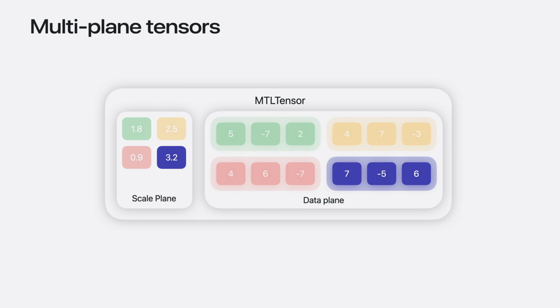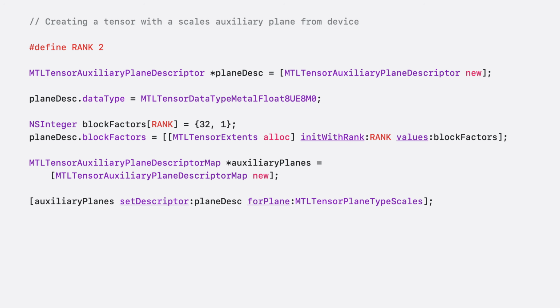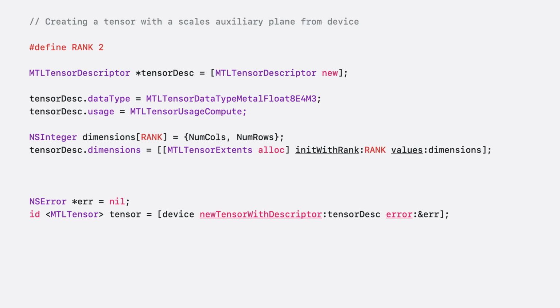Declaring the scales plane is similar to declaring a tensor. First, create a descriptor object for the scales plane. Then, fill in the data type and block factors. Finally, create an auxiliary plane map to specify that this plane is for scales. Then simply attach the auxiliary plane map to your original tensor descriptor. The quantized data, scales, and the metadata will all be packed into a single tensor object.